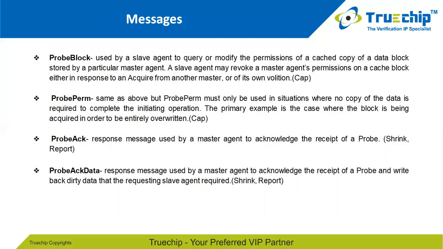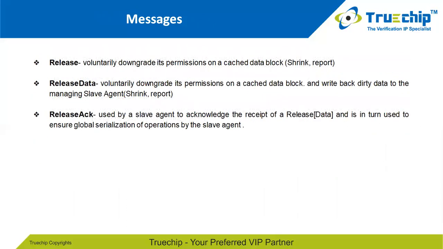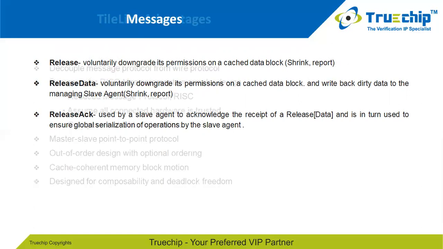Moving forward with the release messages, release and release data are used by the master to voluntarily downgrade its permission on a cache block using the shrink or report permissions. The release data will also write back the dirty data to the managing slave agent. Release ack is used by the slave agent to acknowledge the receipt of the release and release data, and in turn is used to ensure global serialization of the operation by the slave agent. So all these are the messages of the TileLink cache. Moving forward to the advantages of TileLink.